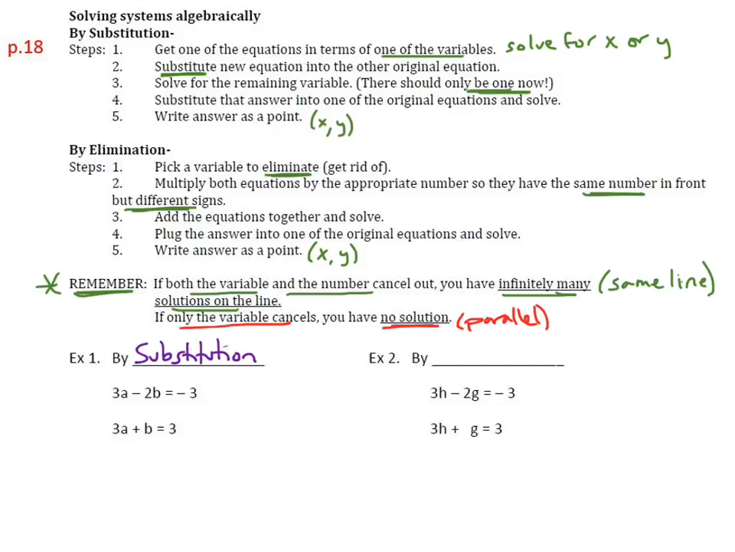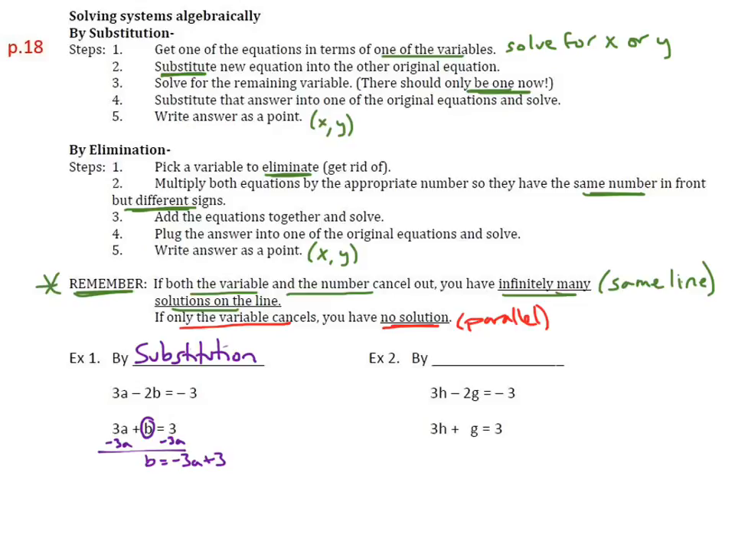If we have 3a minus 2b is equal to negative 3, and then we have 3a plus b is equal to 3. Well, I see that I have this b with the coefficient of 1, so that's the variable that I'm going to solve for. I'm going to get that by itself. So if I subtract the 3a from both sides, then I'm left with b is equal to negative 3a plus 3. So I've solved my equation for one variable.